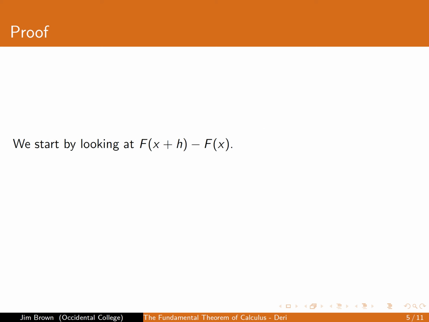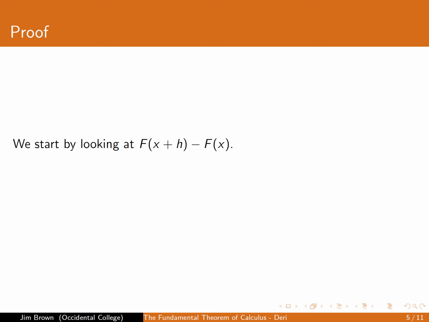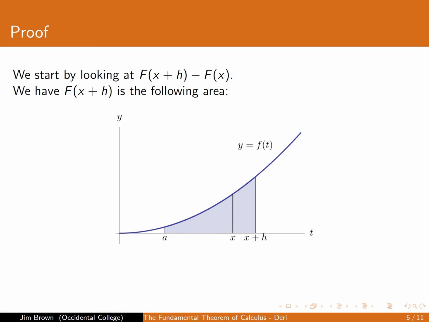So let's start by looking at just the numerator here. Forget about the limit, forget about the h. Let's just look at this top part first, just the F of x plus h minus F of x. And let's see if we can figure out what this is actually measuring. So notice if I have F of x plus h, remember that's the integral from a to x plus h. So that's going to be the area of this entire shaded region here. That's F of x plus h.